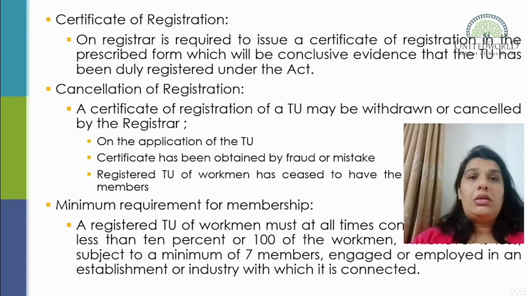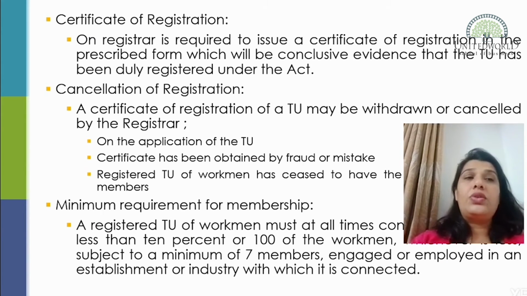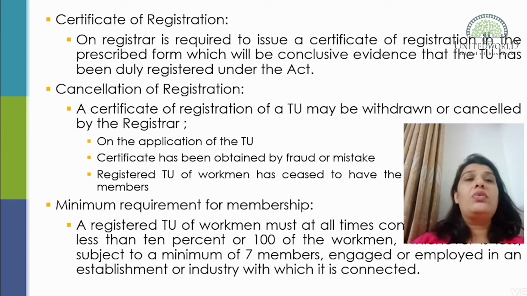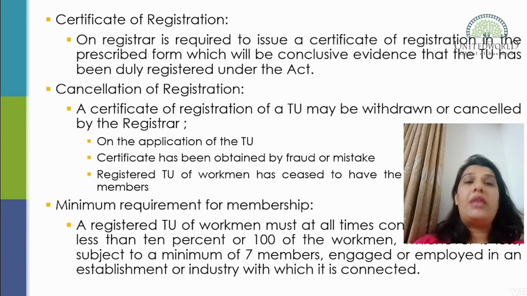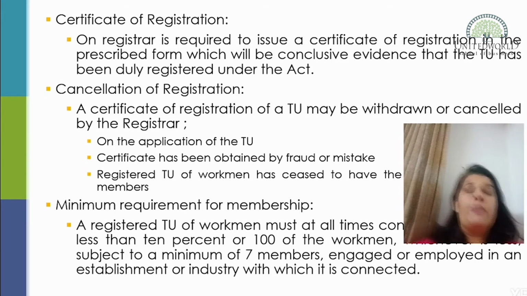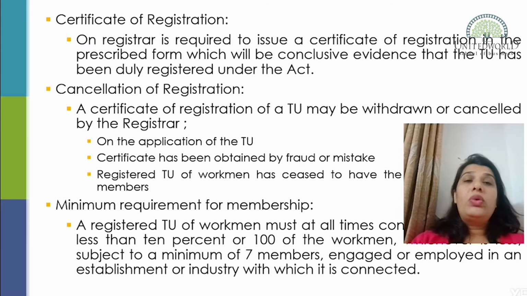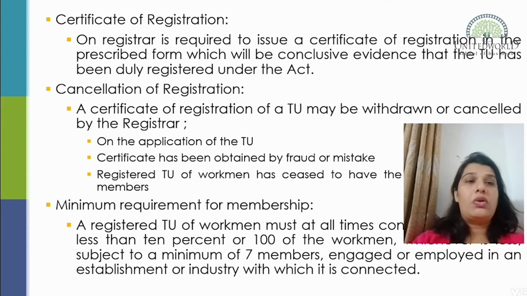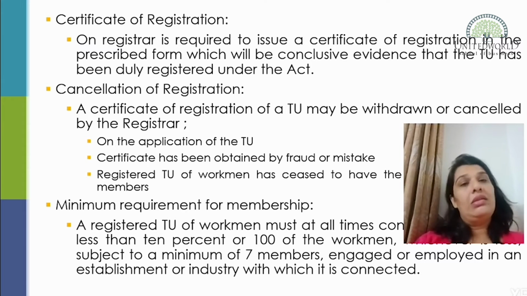The registrar is required to issue a certificate of registration in the prescribed form, which will be conclusive evidence that the trade union has been duly registered under the Act. Okay, now if you want to cancel the registration, a certificate of registration of a trade union may be withdrawn or cancelled by the registrar.